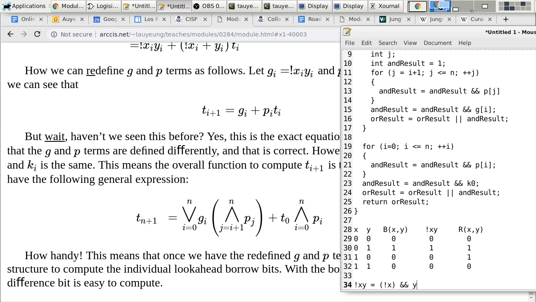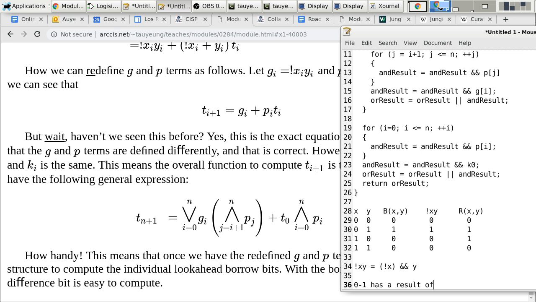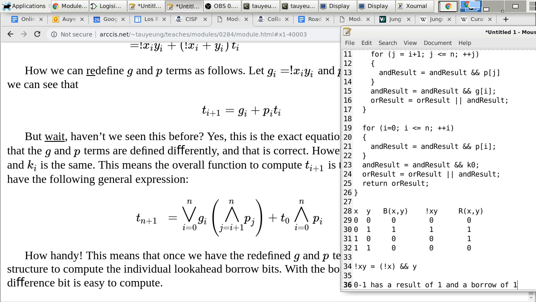Is that okay? All right. Any other questions about subtraction? Yep. Can you explain again why the result of 0 minus 1 is 1? Okay. So 0 minus 1 has a result of 1 and a borrow of 1. You're asking about why the result is a 1. It is the same reason why 0 minus 5 in base 10 is 5 with a borrow of 1.